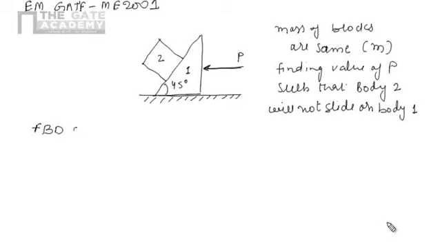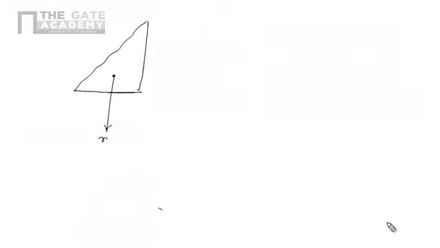First draw the free body diagram of body 1. Let's first isolate body 1 from the other body. This one is body 1. The weight of the body will act vertically downward, that is mg. We are applying the force P horizontally on body 1. Body 1 is in contact with the surface here, so there will be a reaction, R1, and it is also in contact with body 2, so there will be a reaction R2. So these four forces are active on the body.